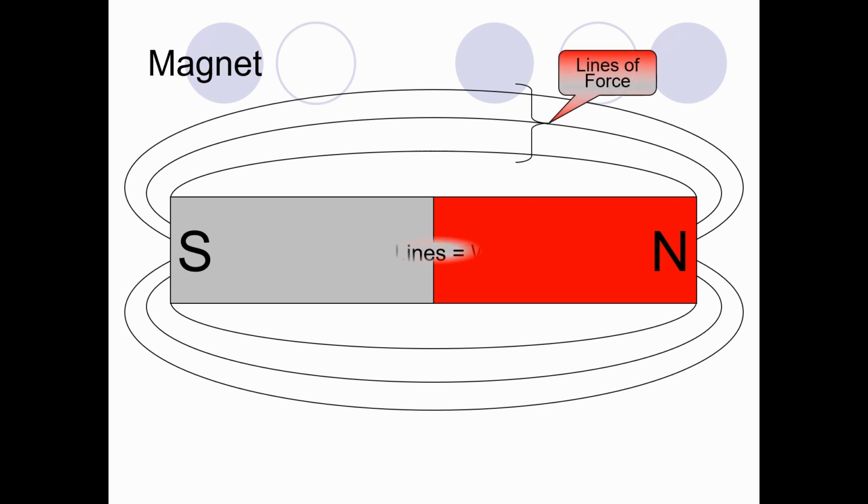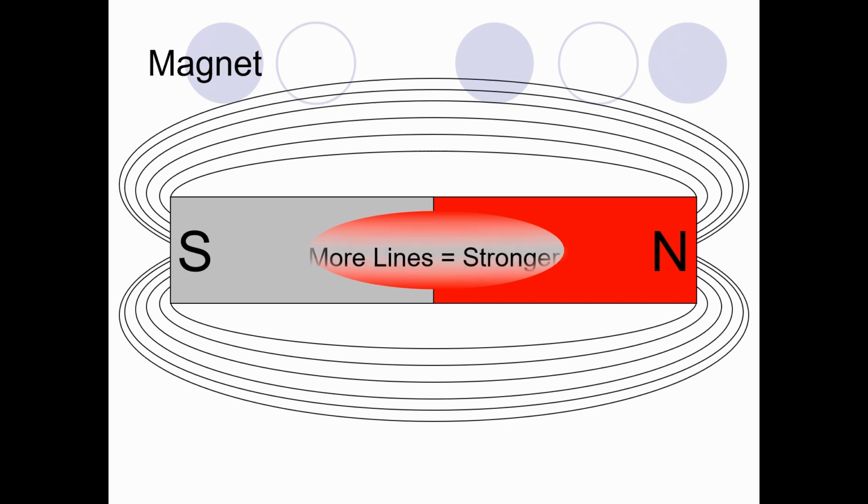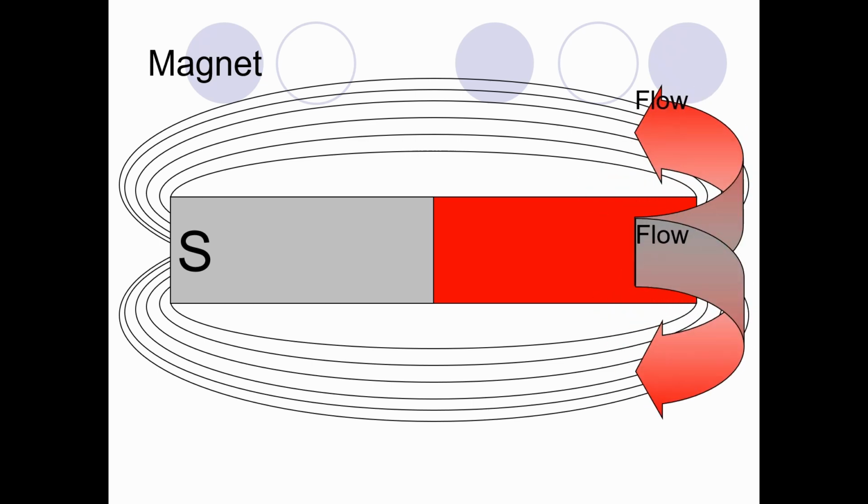The concentration of lines of force indicates a magnet's strength. A magnet with few lines of force will be weak or mildly magnetic. A magnet with many lines of force indicates a stronger magnet. The magnetic lines of force are designated to flow from the north pole and re-enter the magnet at the south pole.